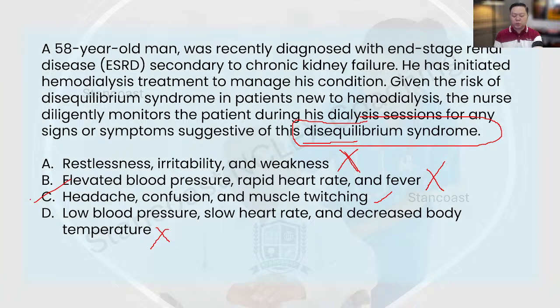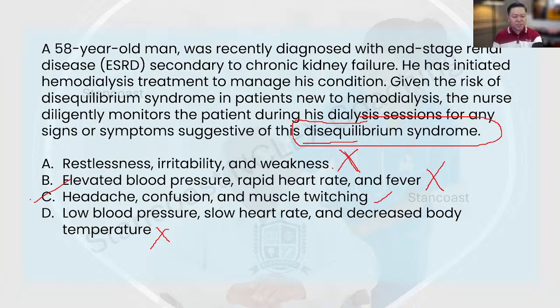And so this is how you're supposed to answer when you are answering for, let's say, SATA, or select all that apply, or a multiple choice, or even with the matrix multiple choice, the same thing applies. You have to answer by elimination. Now, another tip here is to recall the disequilibrium syndrome and what it primarily affects. The system that will be involved here is the central nervous system because of the rapid solute removal during the dialysis.